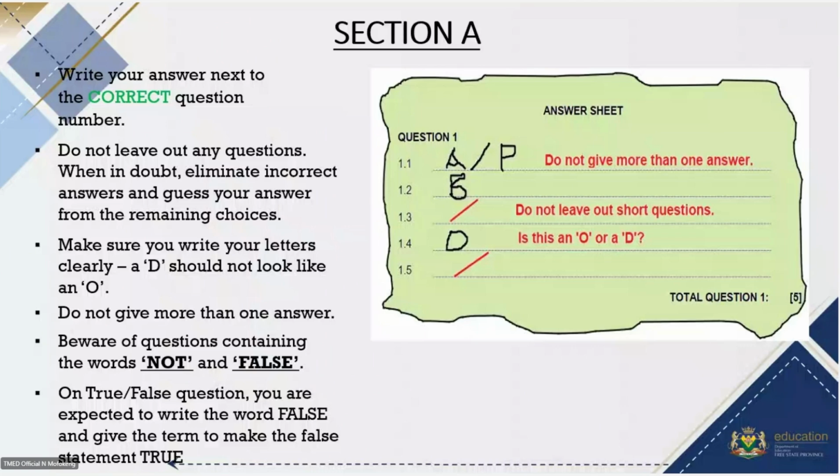So please, when you're in section A, beware of questions that contain the words not or false. On your true or false question, you are expected to write the word false and give the term to make the false statement true. Otherwise, if you don't correct the underlined term to make it true, then you're not going to get any mark, even if your false is correct.